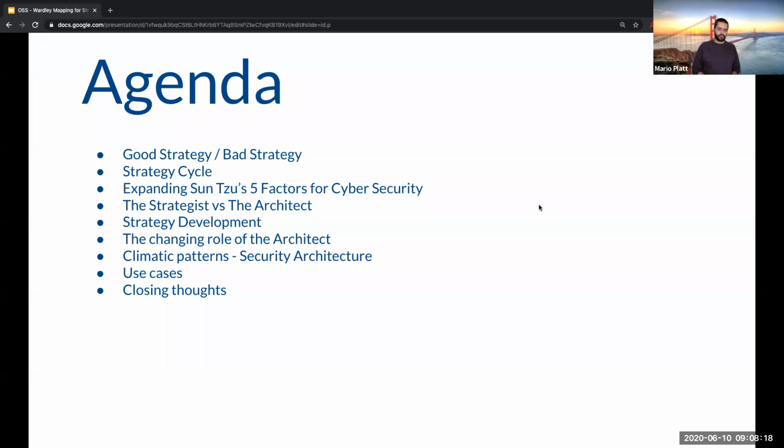Then I'm going to make a distinction between the role of the strategist and the role of the architect and how they need to be working together coherently. Then we're going to talk about strategy development and the changing role of the architect. In the last few years, there's been lots of changes in how organizations approach their development and their architectures, and we're going to talk a little bit about that. And then we're going to talk about some climatic patterns that I believe are particularly relevant to security architecture. And then I'm going to show you a bunch of maps that I've created in the past and that others have created, to show how we can use Wardley mapping, for instance as templates, and that you can use to develop your strategy and your architecture.